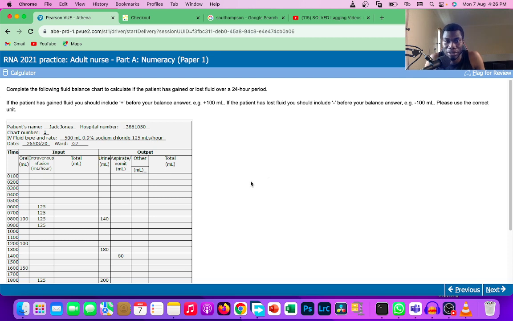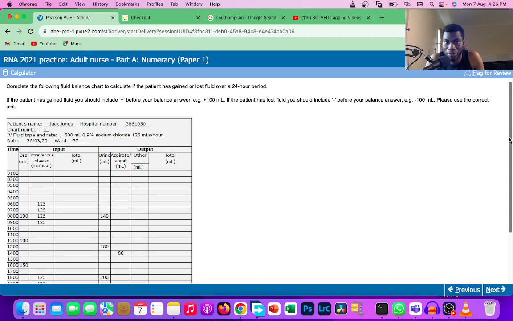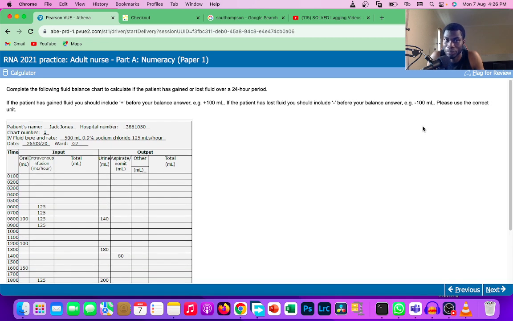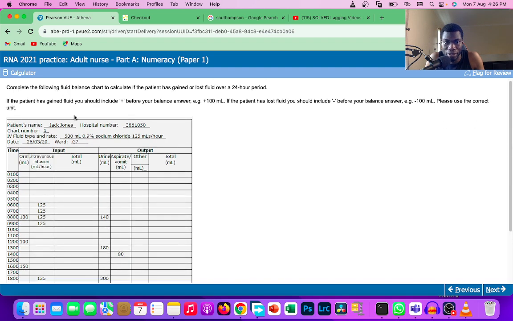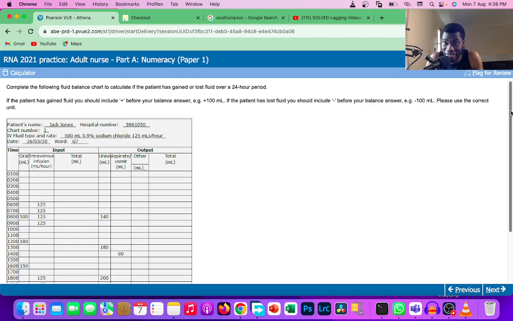Yes, I suppose this is the last question. This is input and output. This particular question, be very careful, because you are supposed to balance it and you're supposed to write. So if you look at it, I want to read the instruction first. If the patient has gained fluid, add plus, just like we do in Ghana. And so example is plus 100. If the patient has lost fluid, you put minus. Okay, that's the final answer.